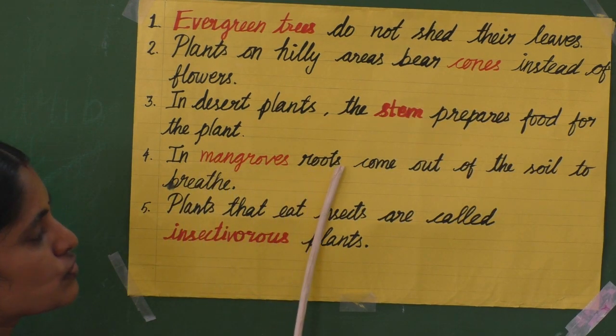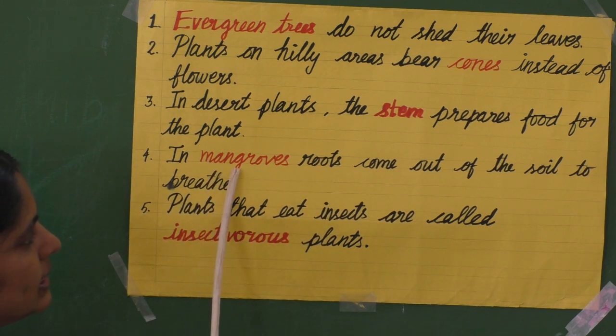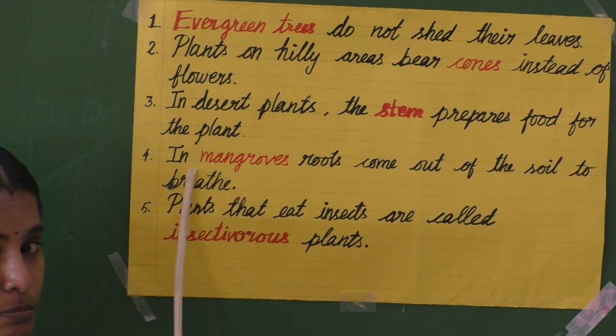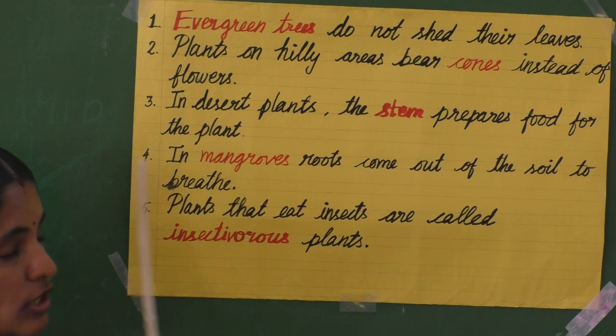In mangroves, root comes out of the soil for breathing. Mangroves, M-A-N-G-R-O-V-E-S, mangroves. Okay, you have to check the spelling while you are writing the answers.